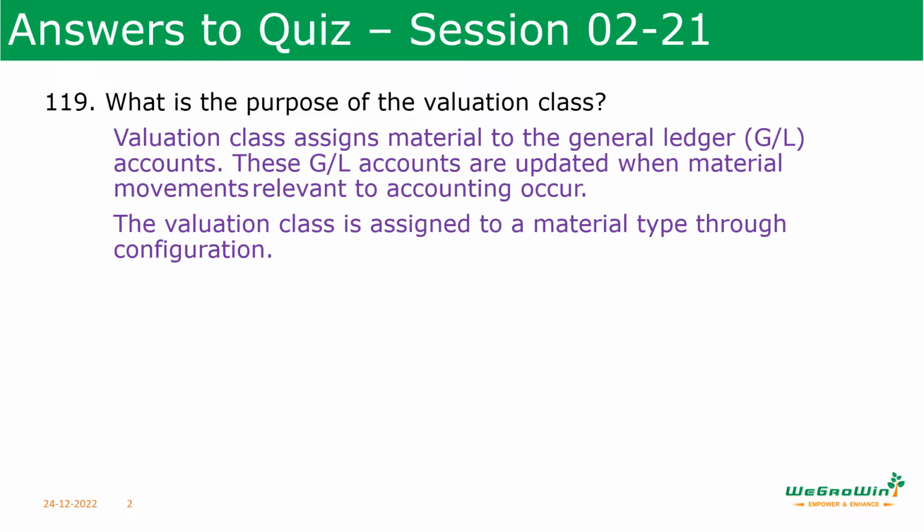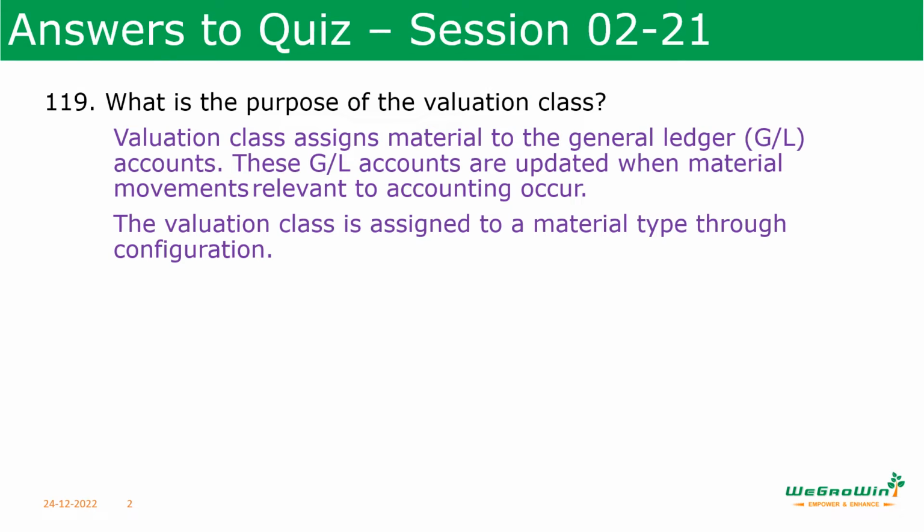This means if you have a material, for example, raw material movement, where it should go and sit in the general ledger, where the accounting has to happen. If there is finished goods, where the accounting has to happen. This kind of general ledger account is linked through this valuation class.